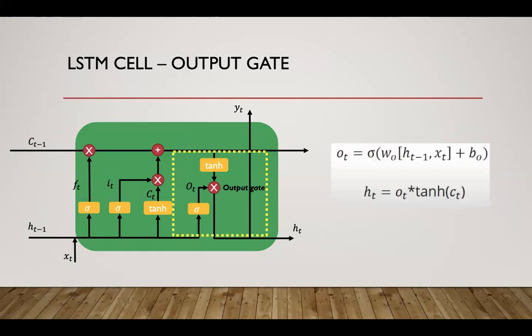Now we run into another sigmoid layer to determine what part of the cell state we're going to output. Then we push the new cell state through tanh and multiply it by the output of the sigmoid gate.